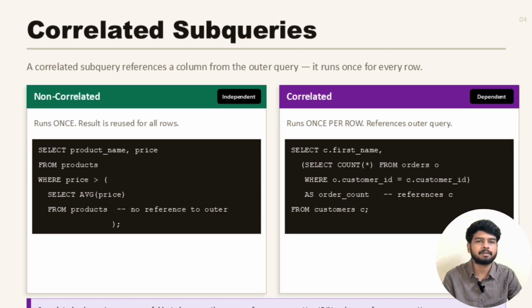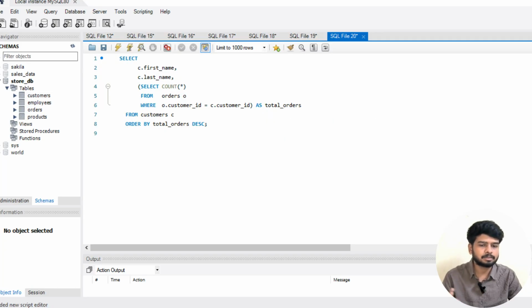Why? Because it compares every row with a new format. Keep that in mind, right? That's the reason it's the slower version. If you just see the workbench now, here is a classic example again: each customer with a personal order count, right?